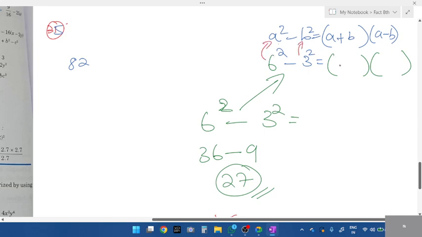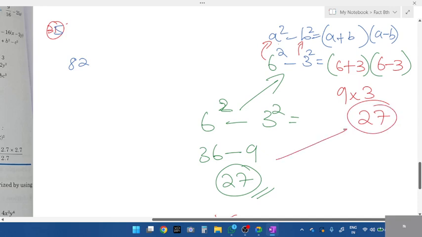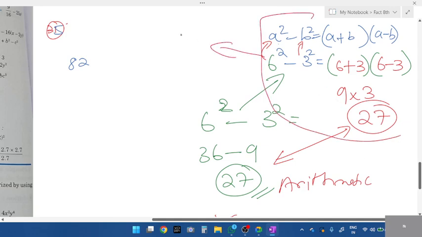What's the formula, students? A plus b into a minus b. How much is 6 plus 3? 9 into 6 minus 3? 3. 9 threes are 27. Answer same? Yes. This 27 is arithmetic calculation. This what we got, the topmost part, is algebraic calculation, algebra. We use algebra for a square minus b square. Is it clear? Shall we start solving the question?